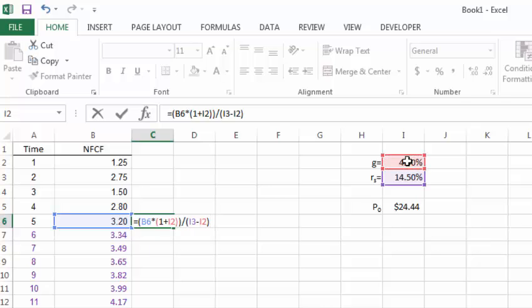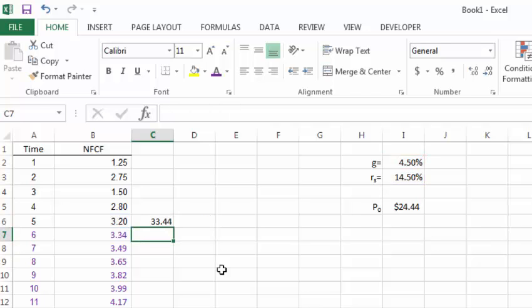The reason I'm at time 5 is that's when I have my dividend. This is not a D sub 0, it's a D sub 5. And therefore I'm finding the value at time 5. So I hit enter, I get 33.44. Well, that's not even close to 24.44. But wait.